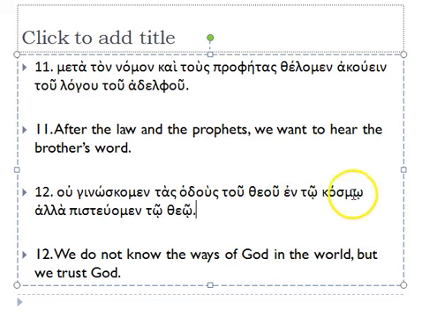En to kosmo, in the world. We don't know the ways of God in the world, but pisteuomen to theo. We believe God, or we trust God. Here again, pisteuo almost always takes its object in the dative case. We could then translate this, as I just did, we trust God. If you feel better, you can turn this into a kind of locative, not really a locative, but we trust in God. Either way.